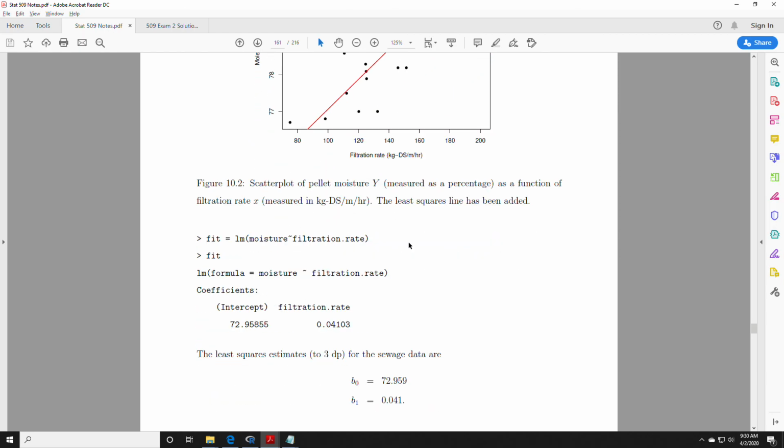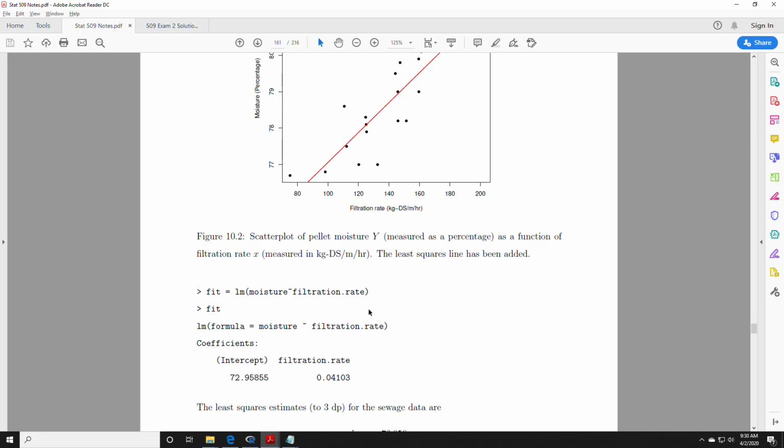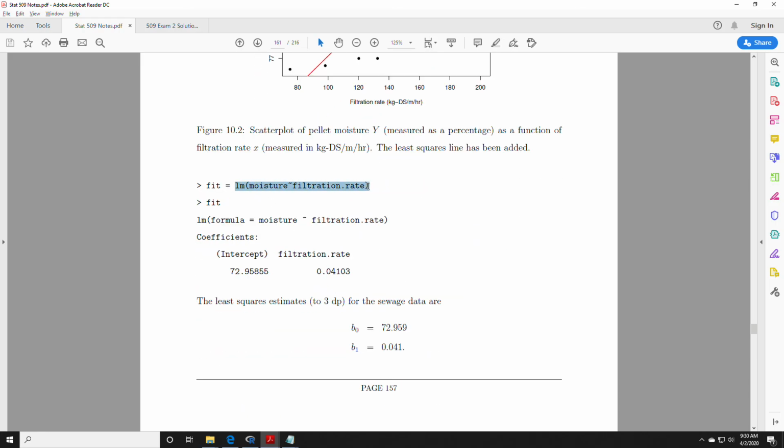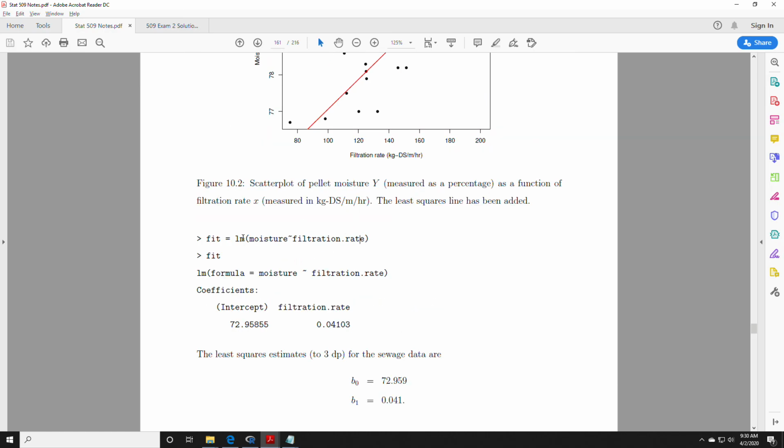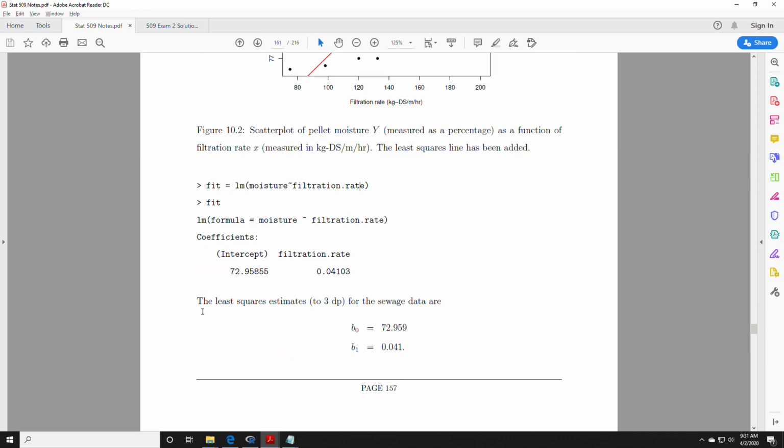All right, so for this data set, we're not going to have time to get into using R ourselves, but this is basically all you have to do. You put lm for linear model, parentheses, put your Y variable, which is called moisture in this case, tilde, put your X variable, which is called filtration.rate, and hit enter. And it spits out beta naught hat, the estimated intercept regression parameter, and beta 1 hat, the estimated slope parameter. Again, he's calling it b0 and b1, which I don't like.